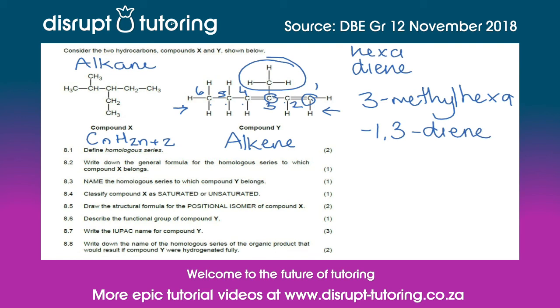Okay. The last question asks us to name the homologous series of the product formed if compound Y were hydrogenated fully. So hydrogenation is the breaking of double bonds to add hydrogen to the molecule. So if the double bonds were broken and hydrogen added to all of them, the product will be an alkane, like compound X.